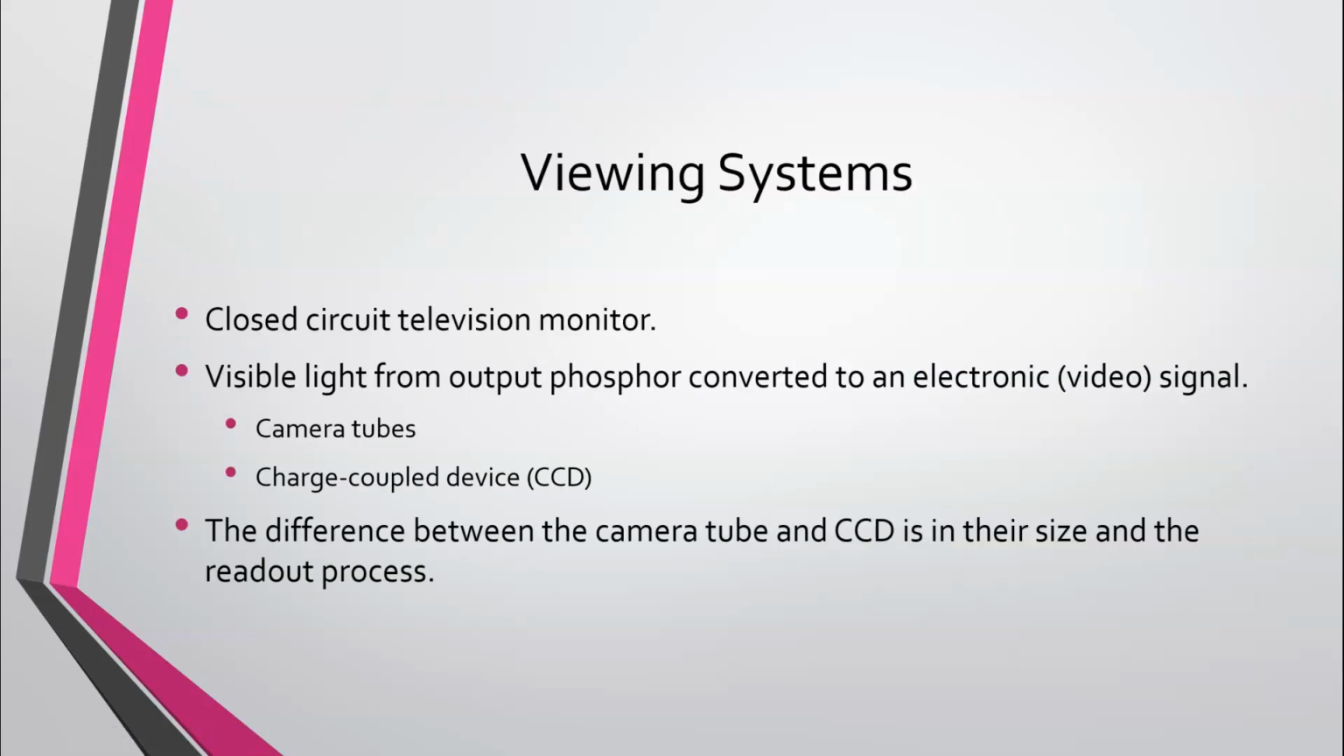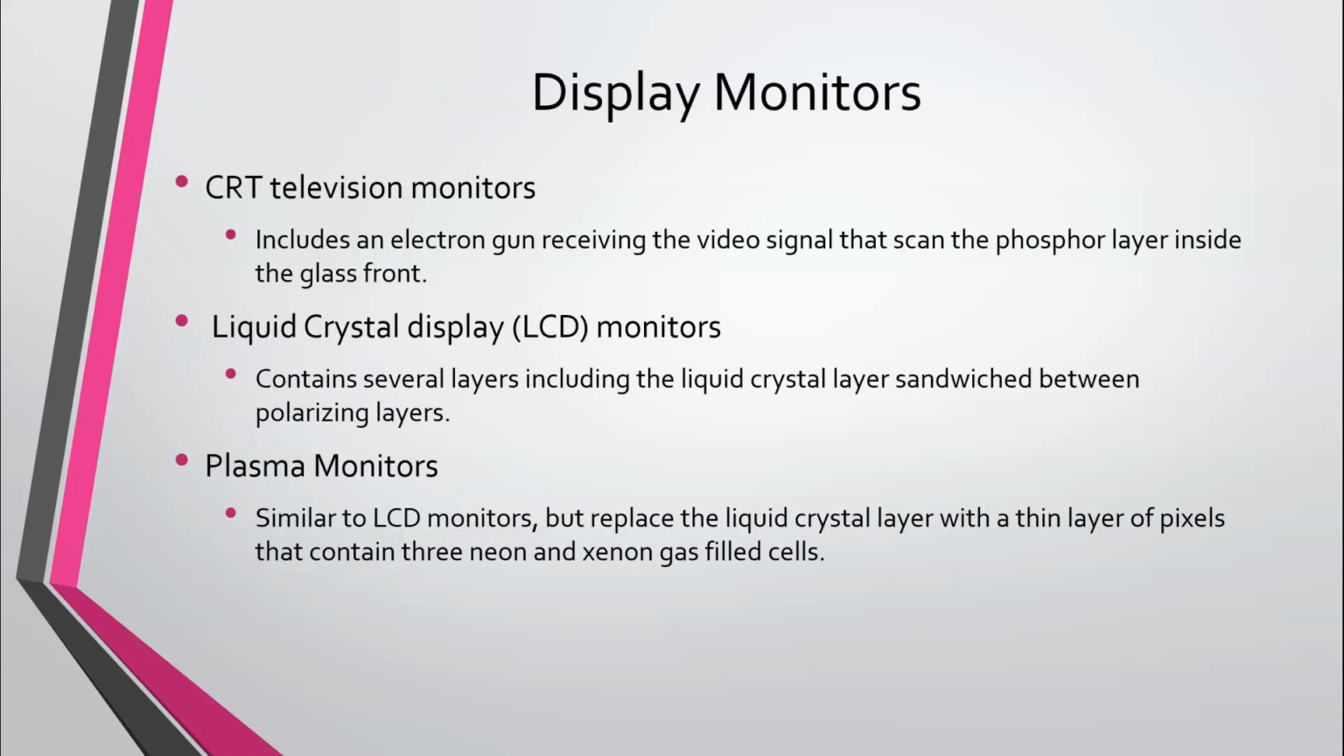The viewing system: we have a closed circuit television monitor, with visible light from the output phosphor converted to an electronic video signal. There are camera tubes, and there are charge coupled devices. The difference between the camera tube and the CCD is the size and the readout process. There are CRT television monitors, which include an electron gun receiving the video signal that can scan the phosphor layer inside the glass front. There's liquid crystal display, so LCD monitors.